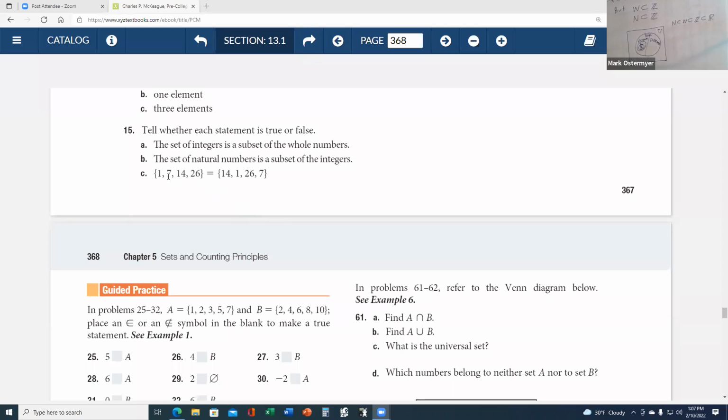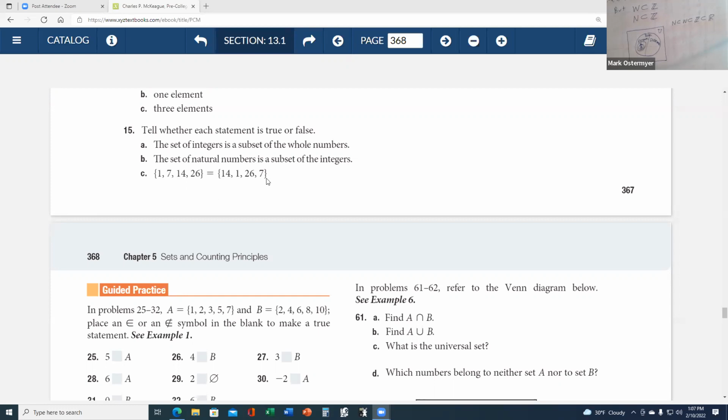Is it true to say in 15C that the set consisting of 1, 7, 14, and 26 is equal to the set consisting of 14, 1, 26, and 7? Are these sets equivalent to each other? Well, in order for sets to be equal to each other, two things have to be true. Number one, both sets have to have all the same elements in them. Every element in one set has to also be found in the other set, and vice versa. Number two, the cardinalities of the sets have to be the same.